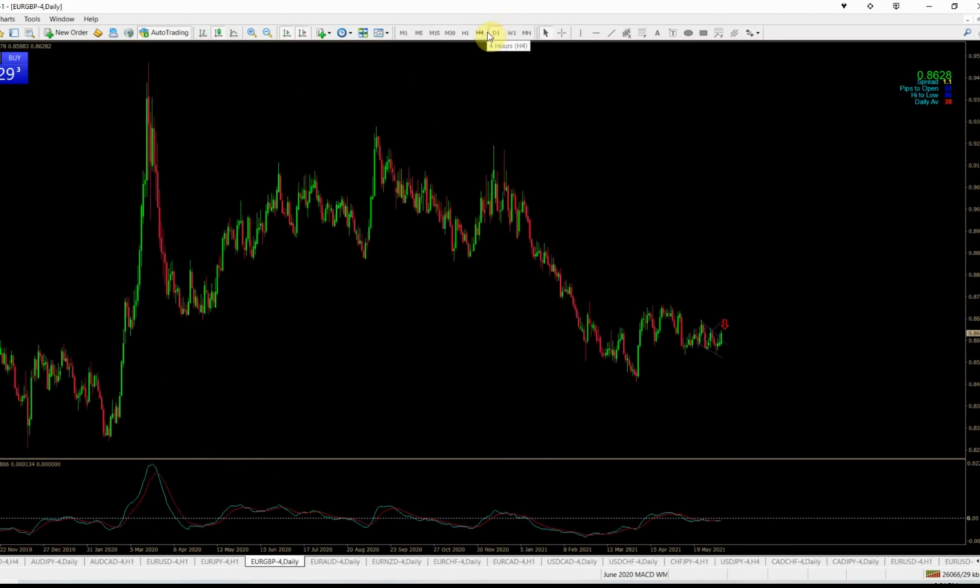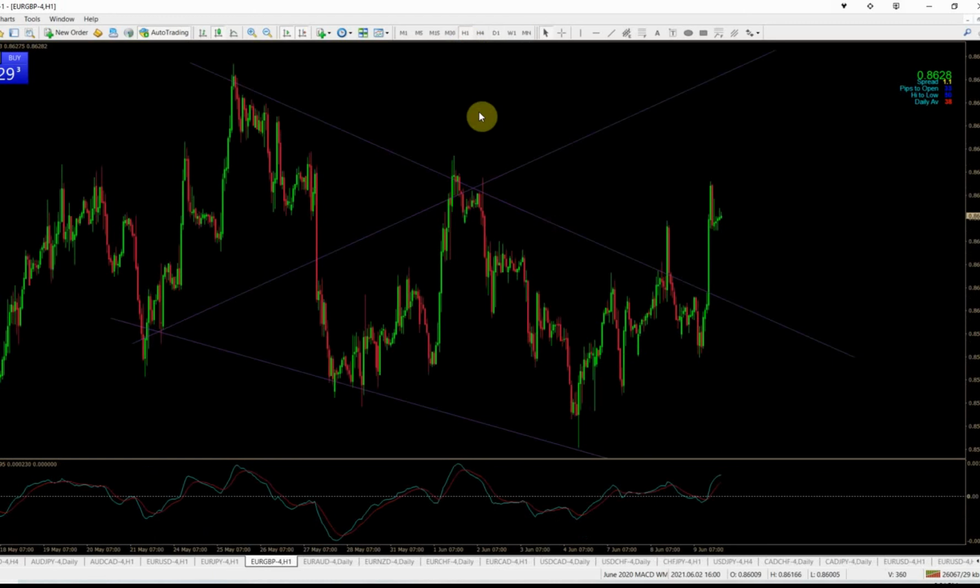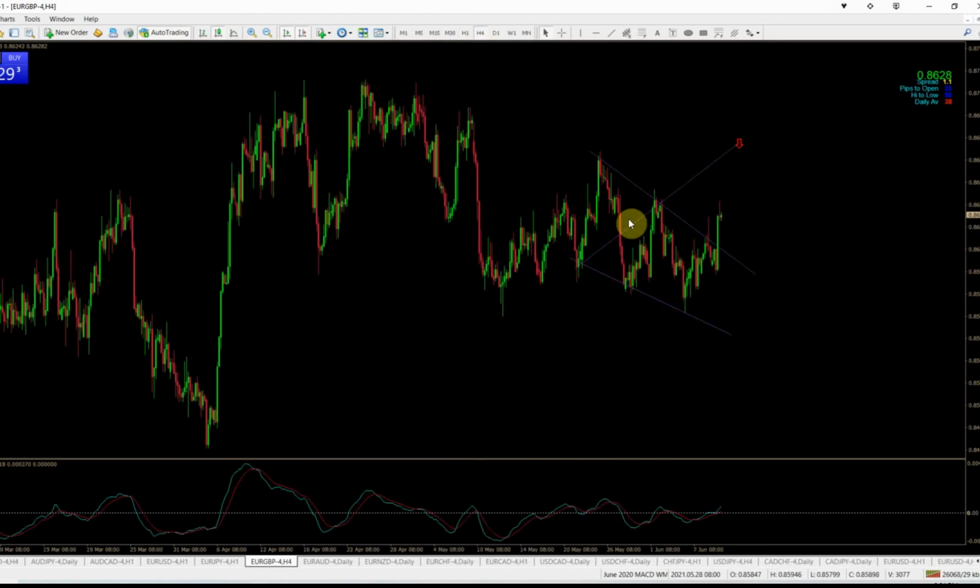There really is no trend on the daily chart, so this is really just kind of a speculative technical trade, because there really is no active trend on the daily chart. All right, so we can keep going.